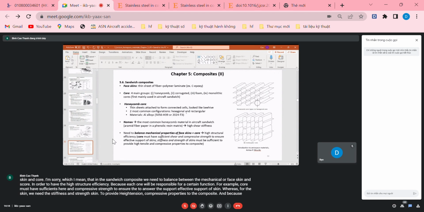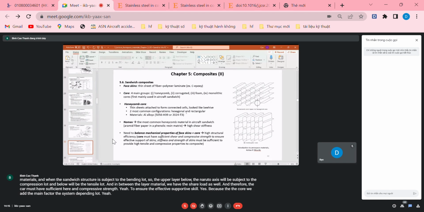When you study the strength of materials, when the sandwich structure is subject to the bending load, the upper layer above the neutral axis is subject to compression load, and below is the tensile load. And in between the layers of material, we have the shear load as well. Therefore, the core must have sufficient shear and compressive strength to ensure effective support of the skin, because the core is the main factor that withstands the bending load.